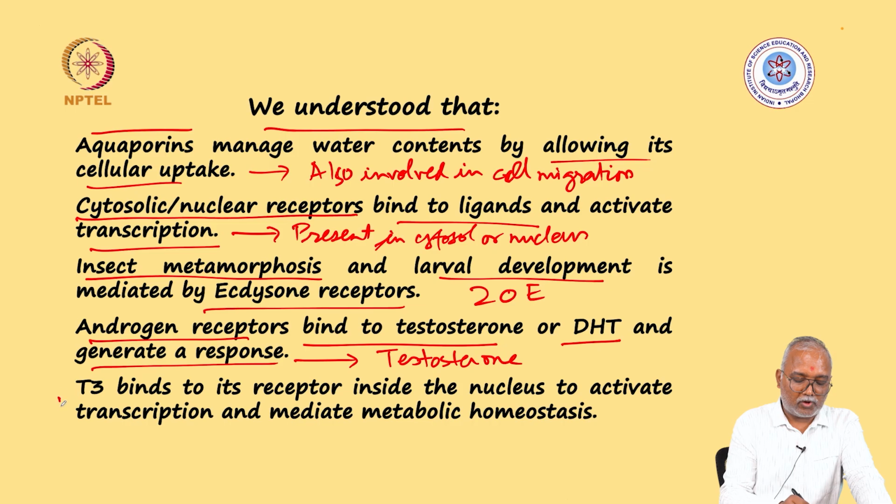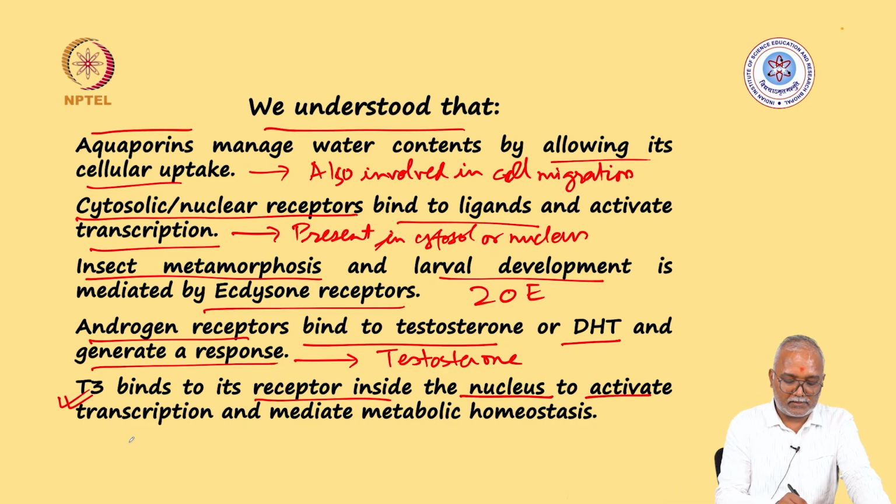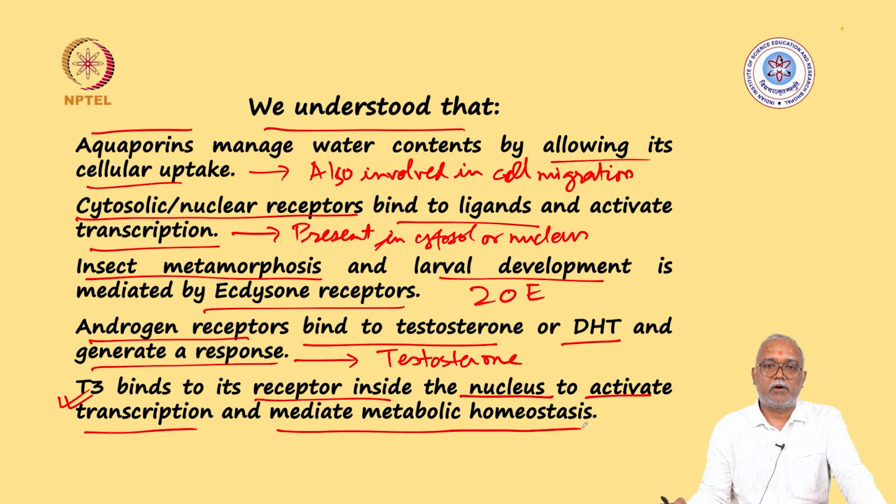And we realize that thyroxine hormone T3 binds to the receptor, but this time the receptor is not in the cytosol, rather it is present inside the nucleus, bound with repressor and thus inactive in terms of transcription. When T3 binds, it activates the transcription, which helps in the mediation of metabolic homeostasis.